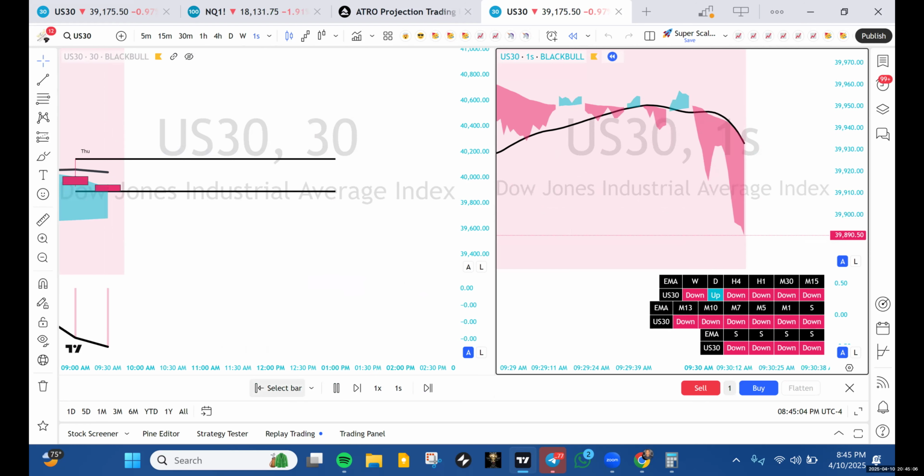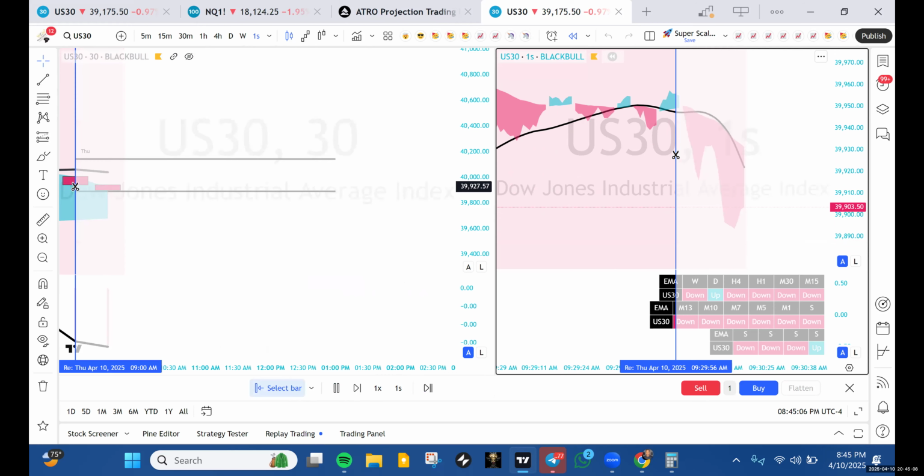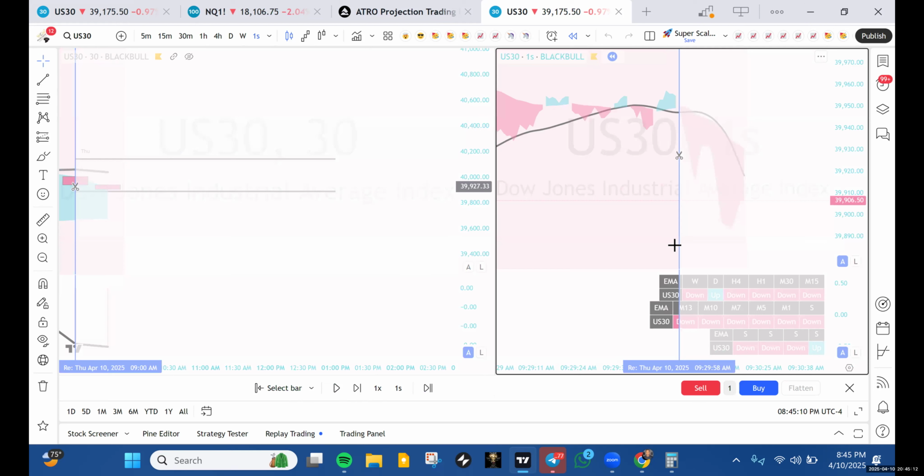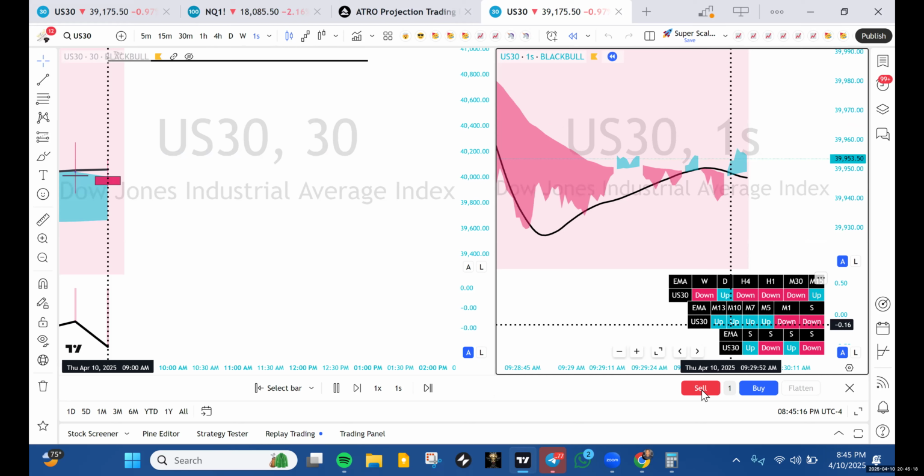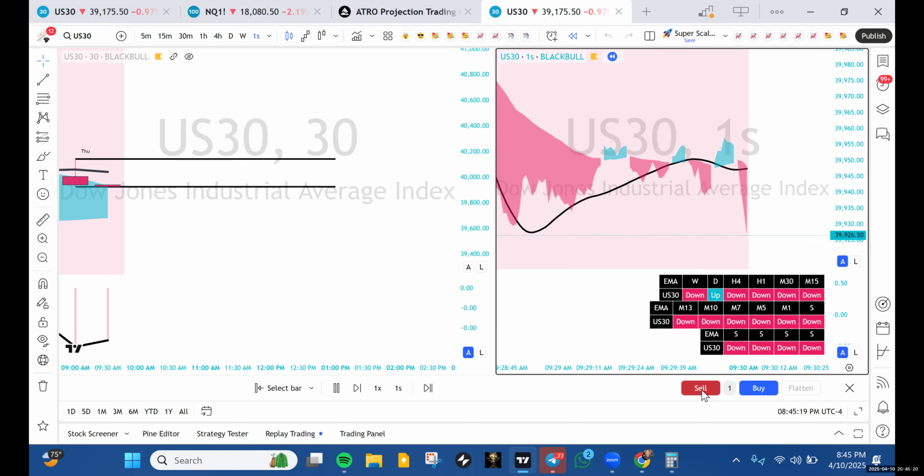So let's go back to it again. That happened very, very quickly. If we go 1 second at a time, this is what we'd be seeing. We're just focused on this chart right here. So if we say down, guess what? All of this stuff is down.